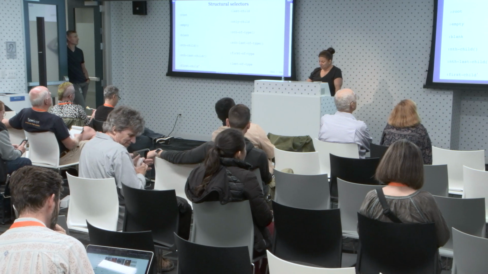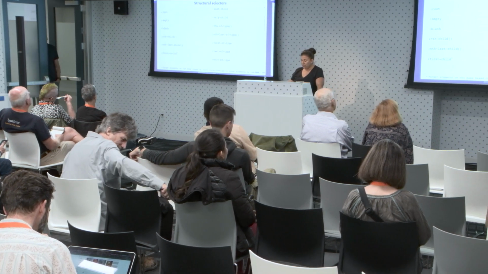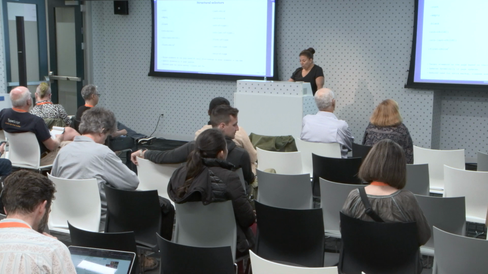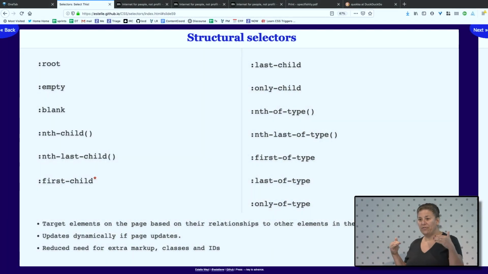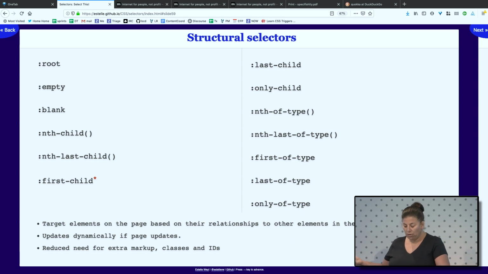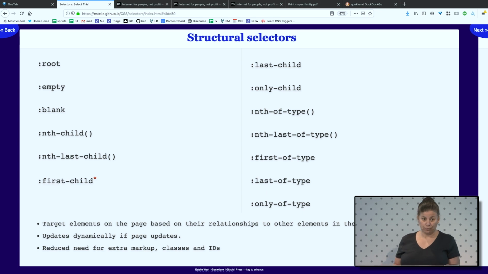Okay, structural selectors. There's a bunch of them, and what they do is target elements on the page based on the structure of the HTML. So it's based on the relationship of an element with another element, whether that is a sibling or a parent or a great-grandparent, and how many there are on the page. If you have a table with 17 rows, and you want to select every even row, and you add 27 more rows, you don't have to add any classes. It's going to do that for you.